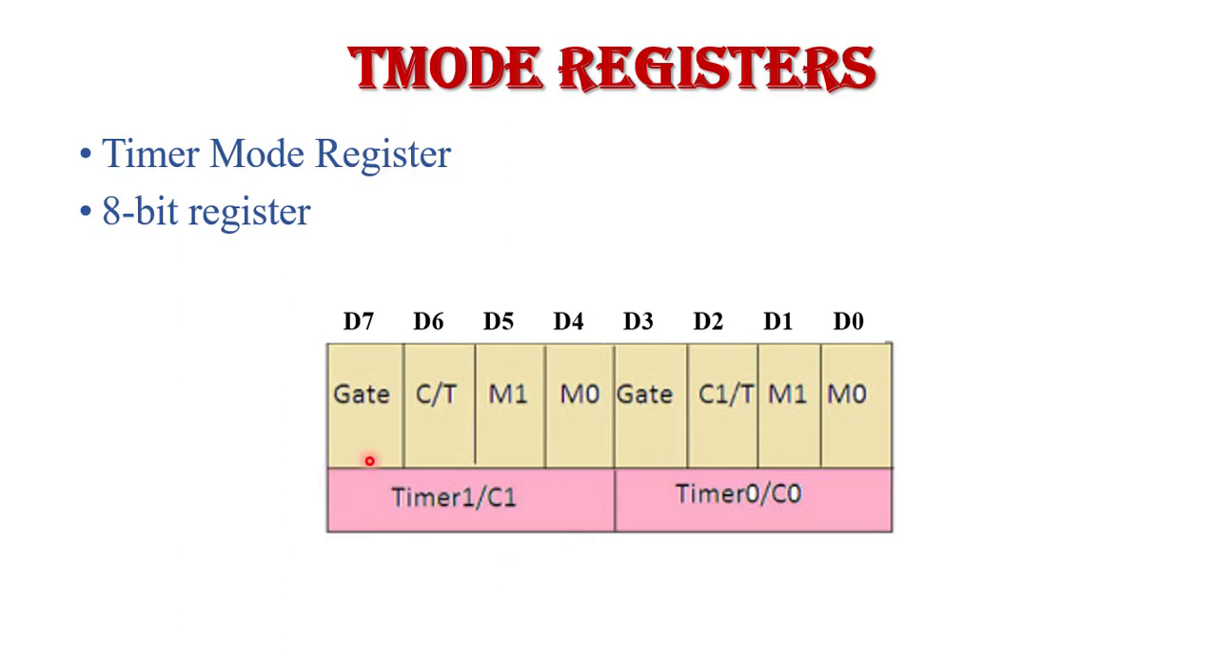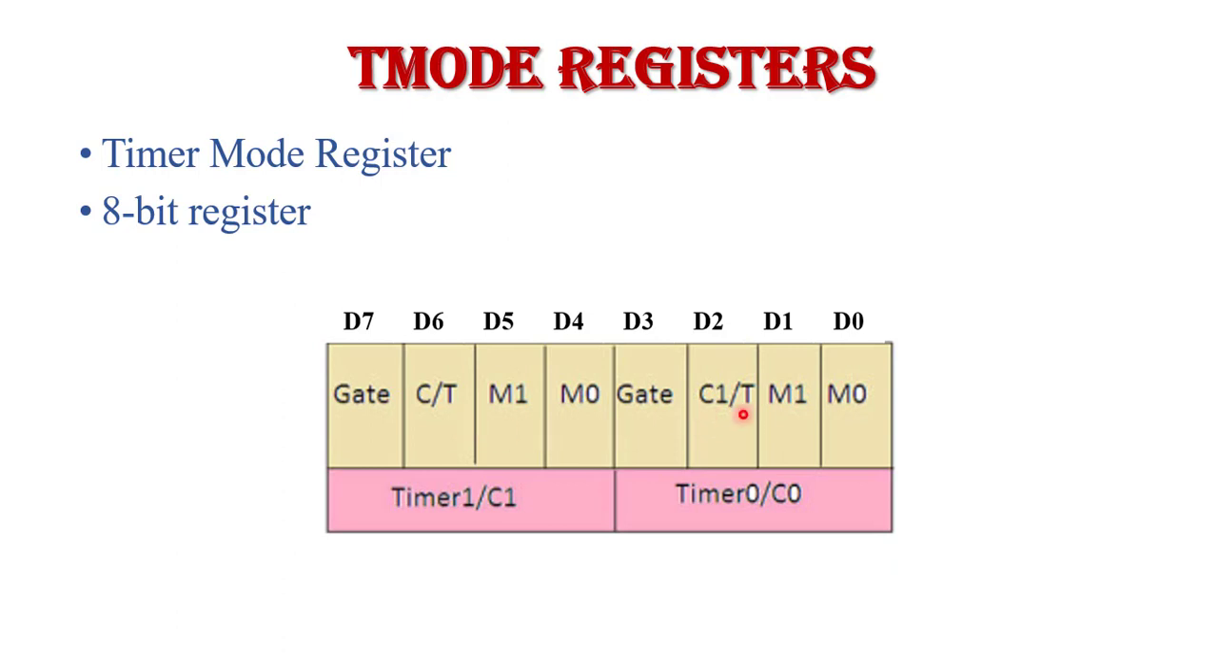The function of the gate is starting and stopping the counter. If we want to start the counter, we set the D7 bit to 1 and the D3 bit also to 1. If we want to stop the counter, we reset the D7 bit to 0 and the D3 bit to 0. Next bit, that is the D6 bit of timer 1 and the D2 bit of timer 0, decides in which mode the timer or counter will operate. It means it will work as a timer or work as a counter.